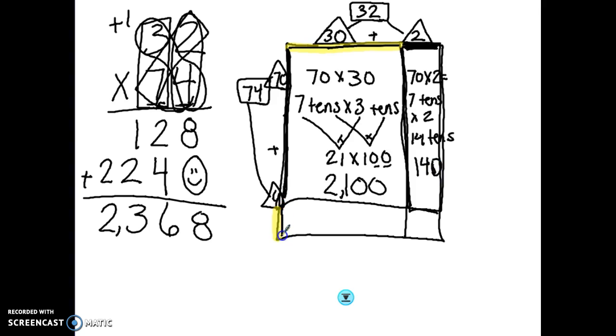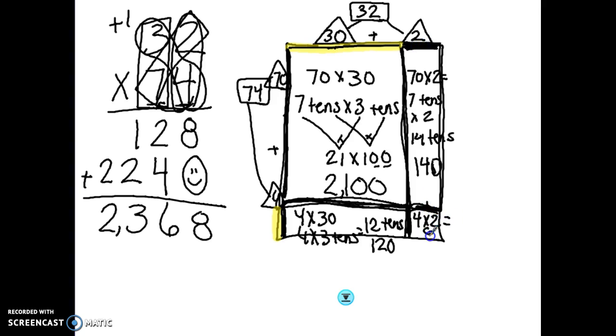Next, I can find the area of this rectangle right here. I know this piece right here is 4. And I know this piece right here is the same as up here because there's my triangle. So I do 4 times 30. Again, I could say that's the same thing as 4 times 3 tens. And I know 4 times 3 is 12. So it'd be 12 tens, which is the same thing as 120. And then lastly, I find the area of this rectangle. This little piece right here is 4. This little piece right here, if I look up to the top, is 2. So 4 times 2 is 8.